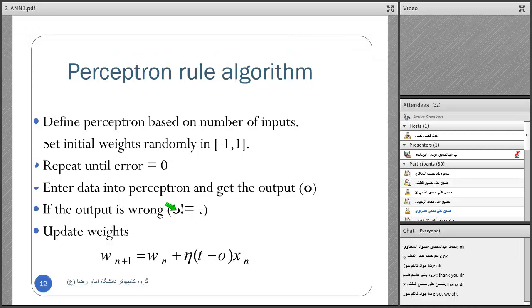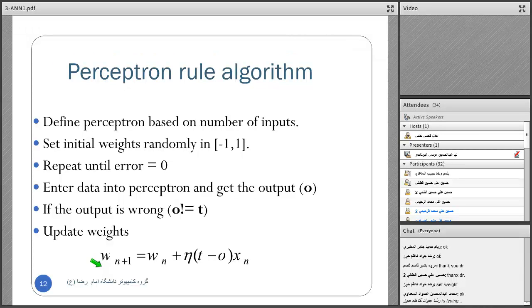O is the output of the perceptron. T is the target output. We compare them, and if they are not equal, we update the weights. With this formula, we update the weights: Wn plus 1 is equal to Wn plus eta (t minus O) multiplied by xn. Xn is the input of our data. So this is a very simple algorithm that we could use to update the weights.